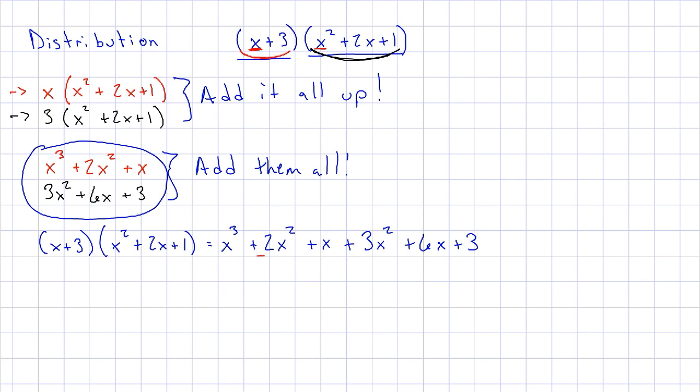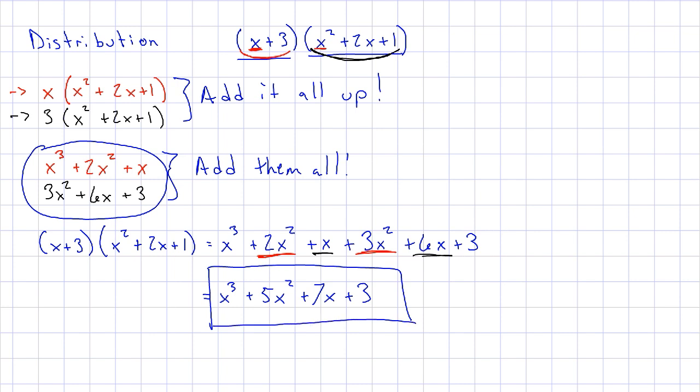Now, I can do a little bit of combining because I have some like terms. I have x squared terms here, and I have just regular old x terms, and those can be added together. So in order to simplify, I'll add those, and I'll have x cubed. There was no other x cubed, so it stays by itself. The 2x squared and the 3x squared are added, so 5x squared. The x and the 6x are added, so I have 7x plus 3. And this is the final answer.